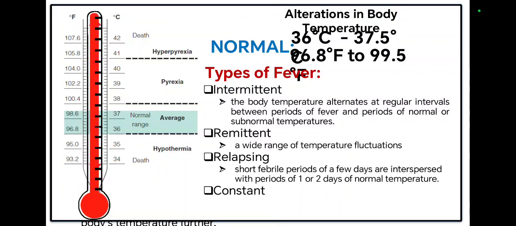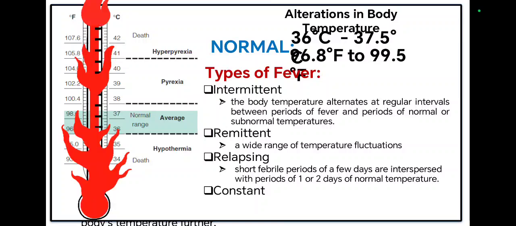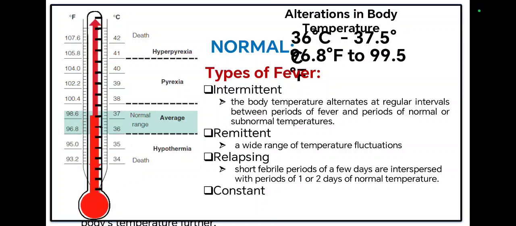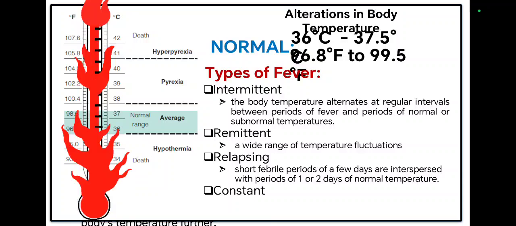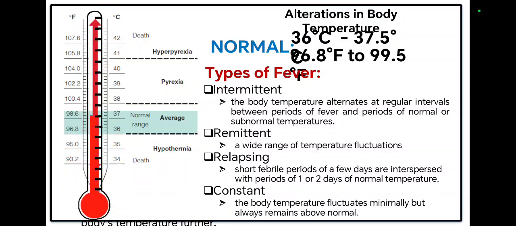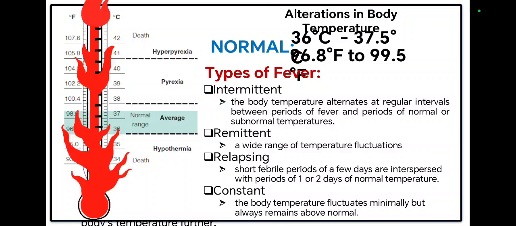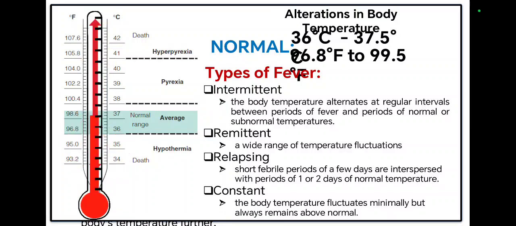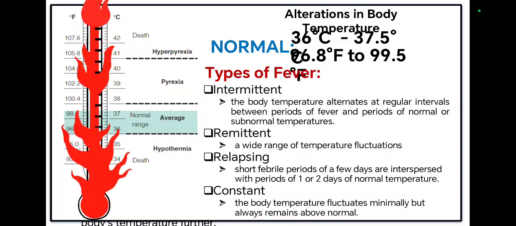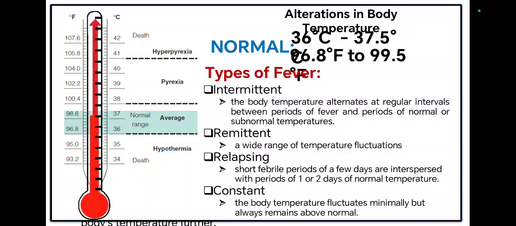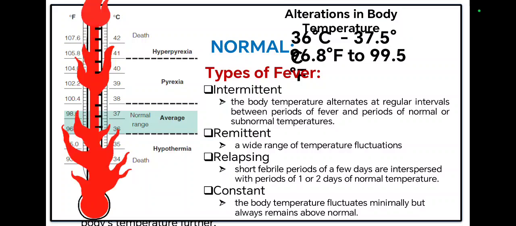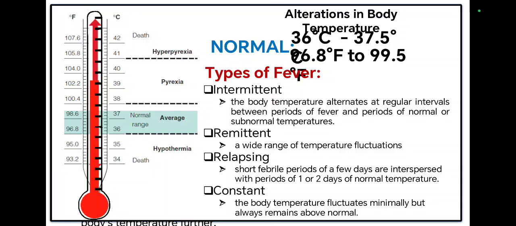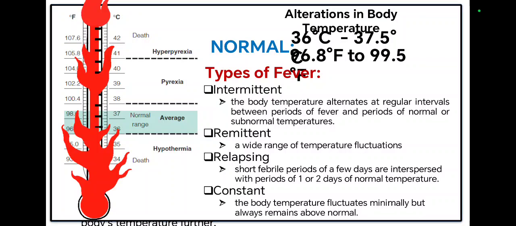Now, for your intermittent fever, the body temperature alternates at regular intervals between periods of fever and periods of normal or subnormal temperature. So in this type of fever, the fever goes on and off. For 2 days you have fever, and then it will normalize. It will go back to normal, and then afterwards, the next day, you will still have your fever. So that is what we call intermittent fever.